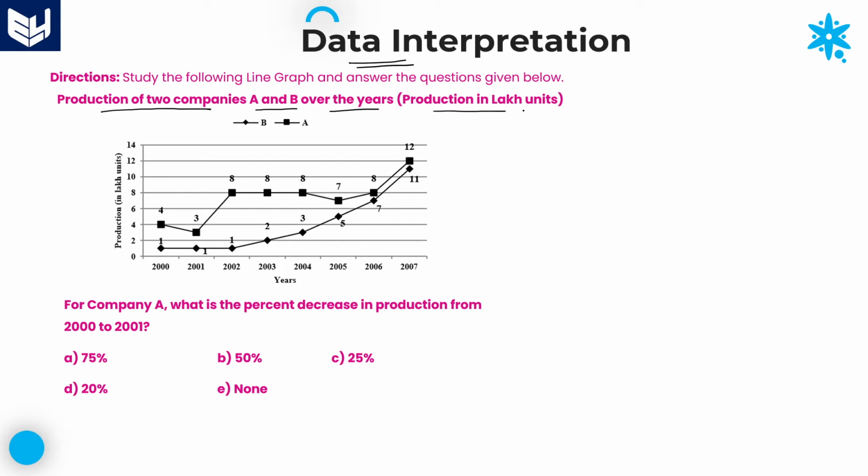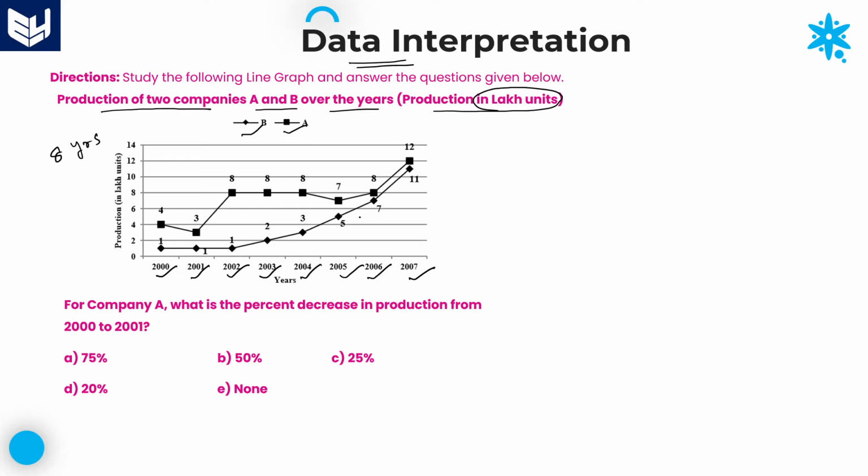Here the production is given in terms of lakh units. If you observe carefully, the information is very easy to understand: production of two companies, A and B. For these two companies, production is given over the years from 2000 to 2007. It means 2000, 2001, 2002, 2003, 2004, 2005, 2006, 2007. Total 8 years production value.